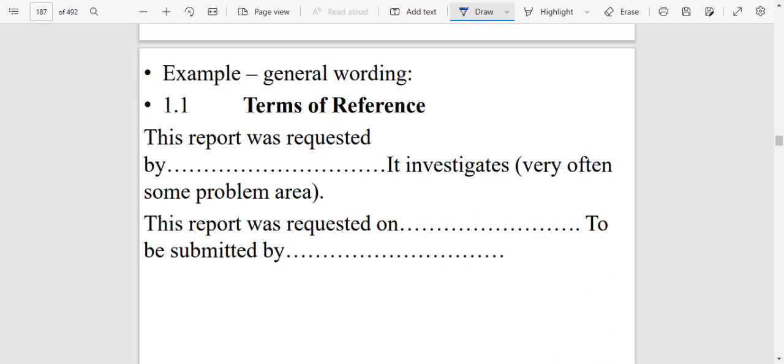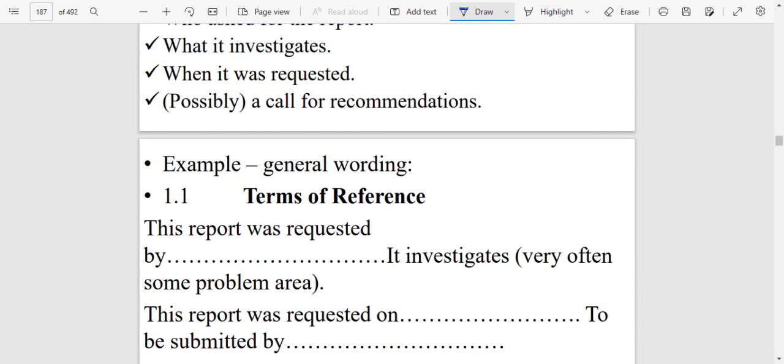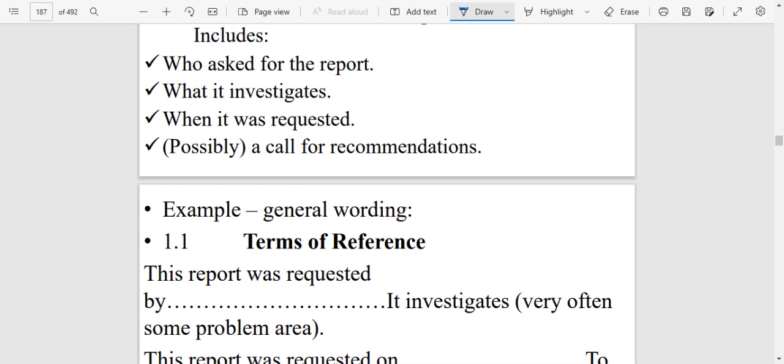It investigates, very often, some problem area. So you are going to say it investigates this area. You talk about that area that it is going to investigate. This report was requested on, to be submitted by. So those are what we call terms of reference.